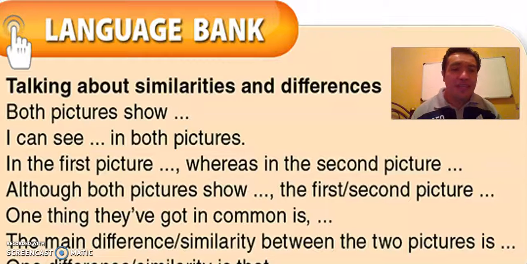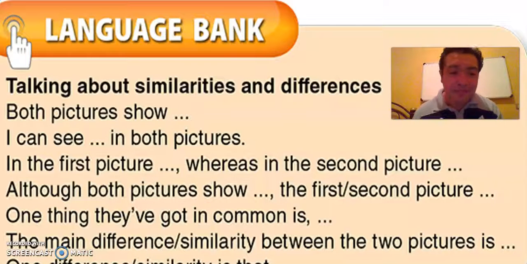And so another example can be in the first picture, I can see a horse, whereas in the second picture, I can see a camel. Perhaps this picture was taken in the countryside and the other picture was taken in the desert. So they have animals, but they are very different. So one is a horse, the other is a camel, and so on.